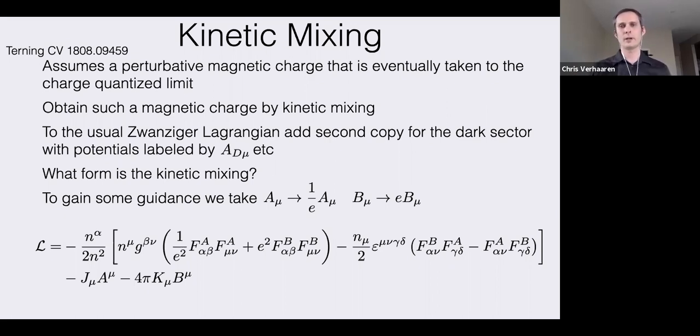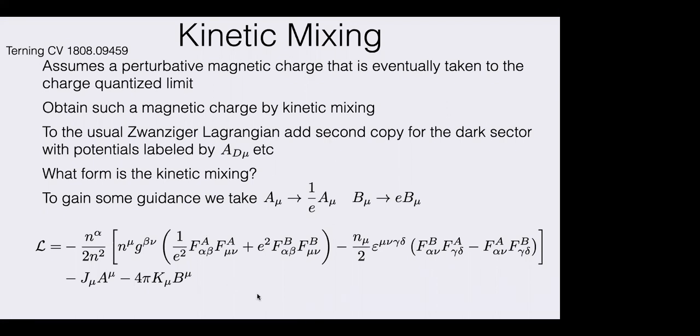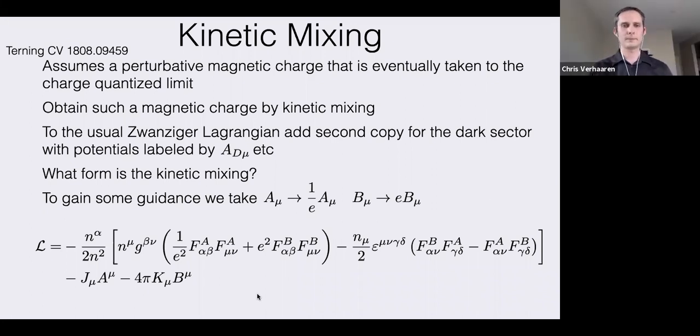If I just have the normal kinetic mixing story, with my normal QED Lagrangian, you don't have very many options to deal with. I have F mu nu in the visible sector, I have F mu nu dark in the dark sector, and the only gauge invariant way I can connect them is F mu nu F mu nu dark. But now that I'm using these Zwanziger Lagrangians, I've got my F_A, my F_A dark, my F_B, my F_B dark. What does kinetic mixing look like?